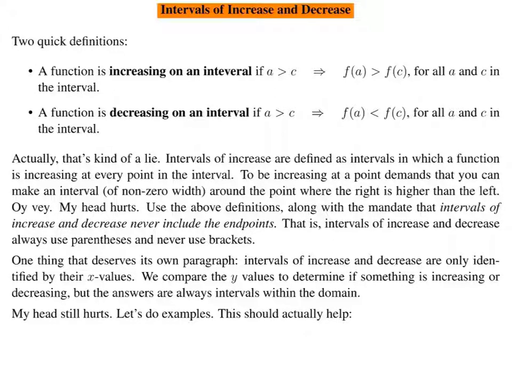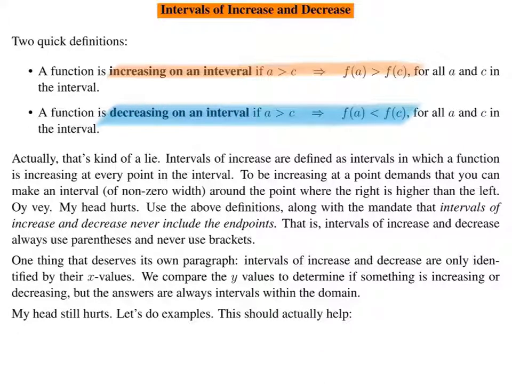So, a function is increasing if when a number a is bigger than another number c, then the function at a is more than the function at c for all the points in the interval. And then it's decreasing if when a is bigger than c, like last time, but this time the function at a is less than the function at c for all the points in the interval.